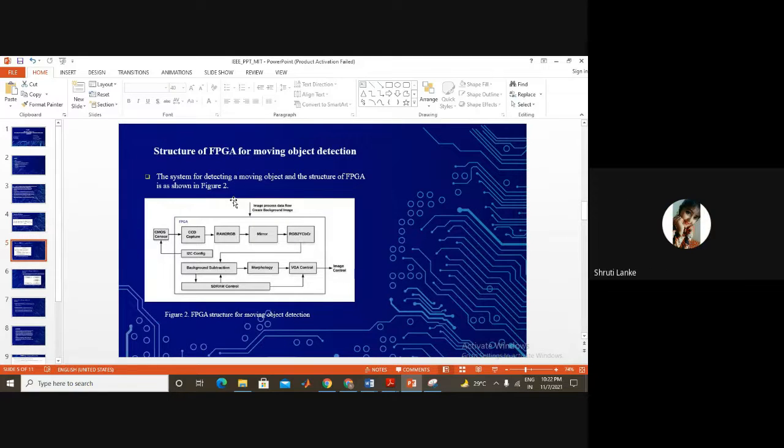Yes, you can see on the slide the structure of FPGA for moving object detection. For the system for detecting a moving object, to obtain the image source, a CMOS digital module was used, and image handling was done by the FPGA. The image color was then changed from RGB to YCbCr, where Y establishes the background. Real time background subtraction uses hardware features like parallelism and pipelining, and hence implements background subtraction, background updating, and adaptive threshold with the help of the FPGA.